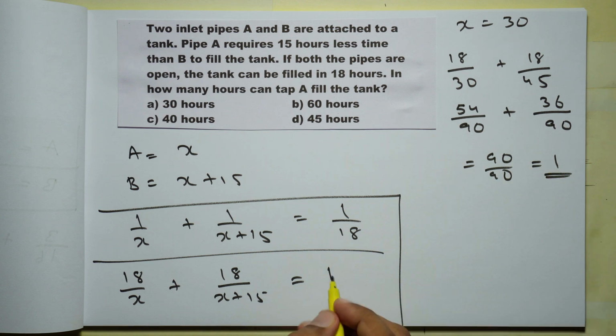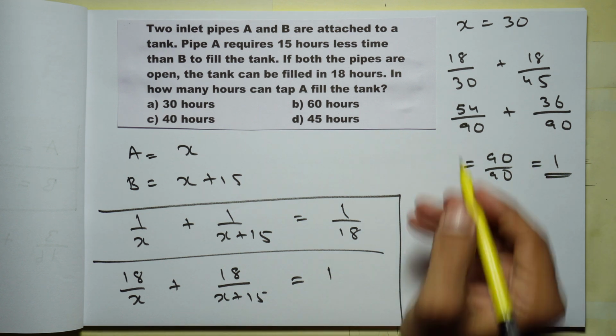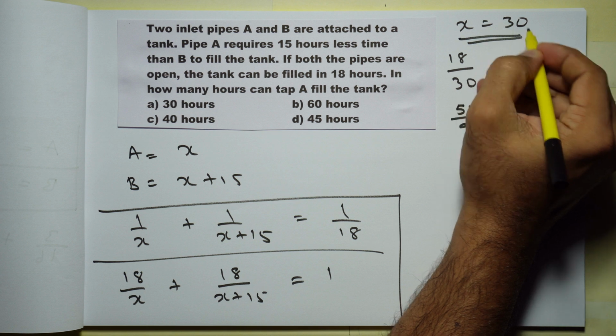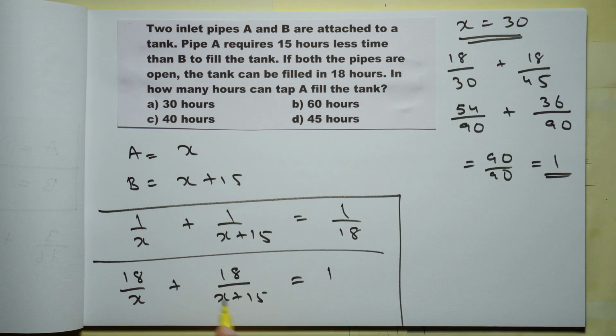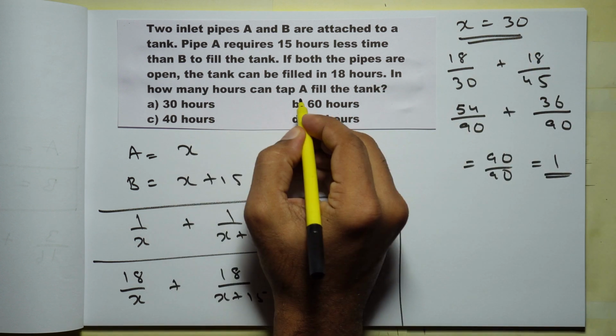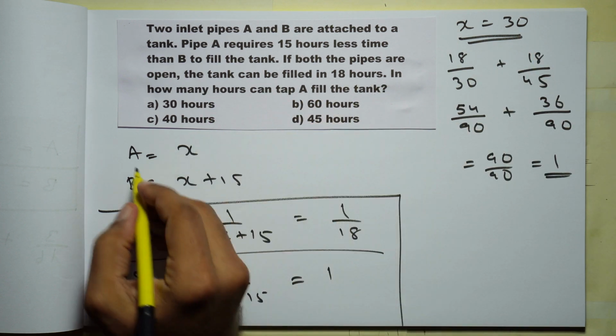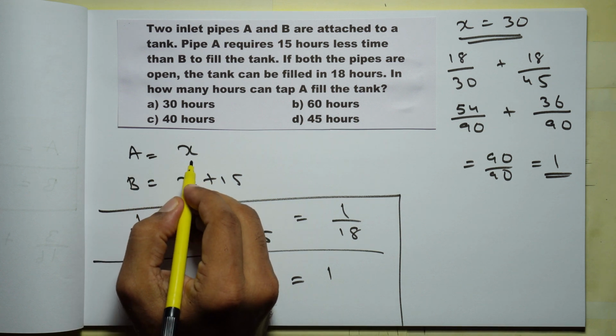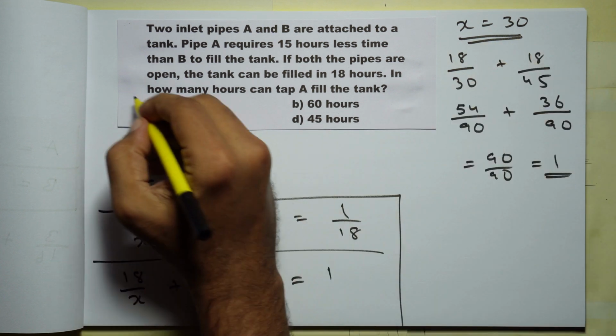It satisfies. It is equal to the right hand side. So x is equal to 30 satisfies this equation. Hence the solution to this equation is x is equal to 30. So in how many hours can A fill the tank? A can fill the tank in x hours and x is equal to 30. That is option A.